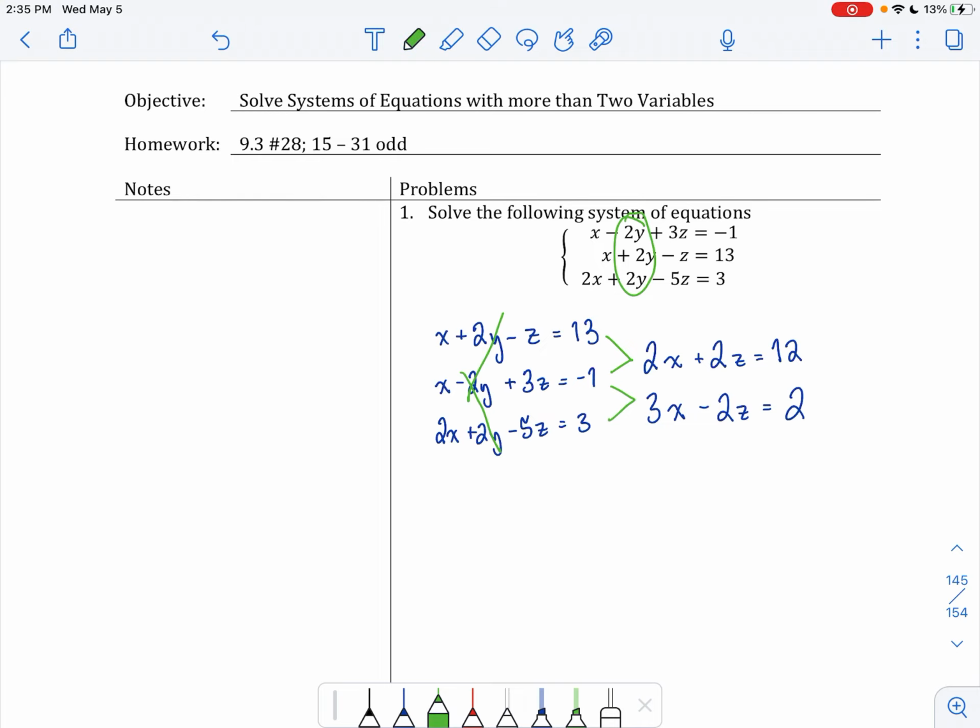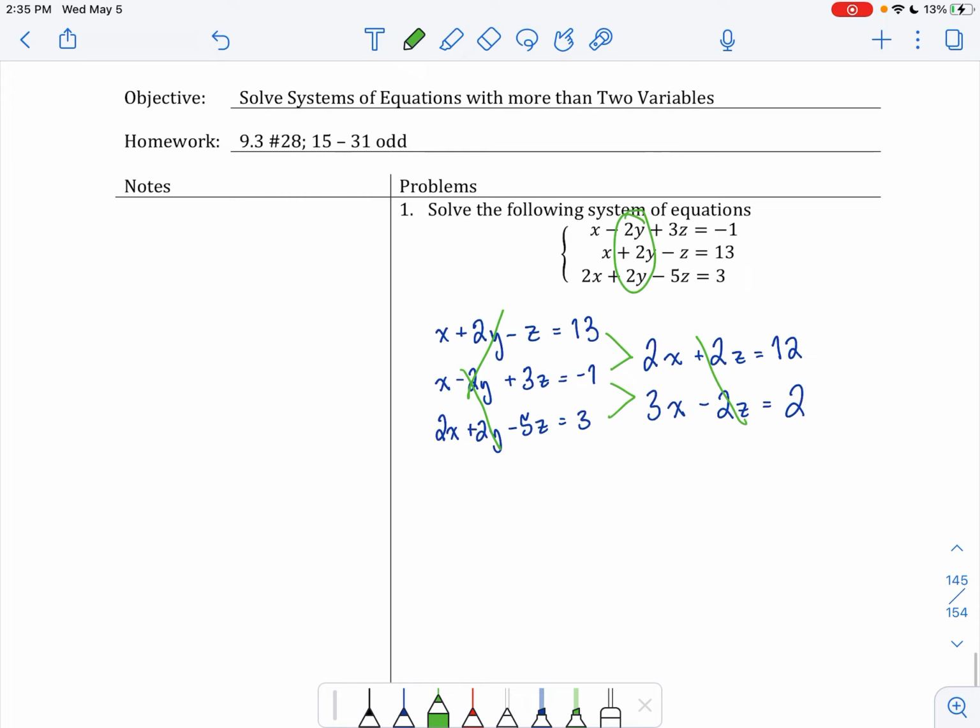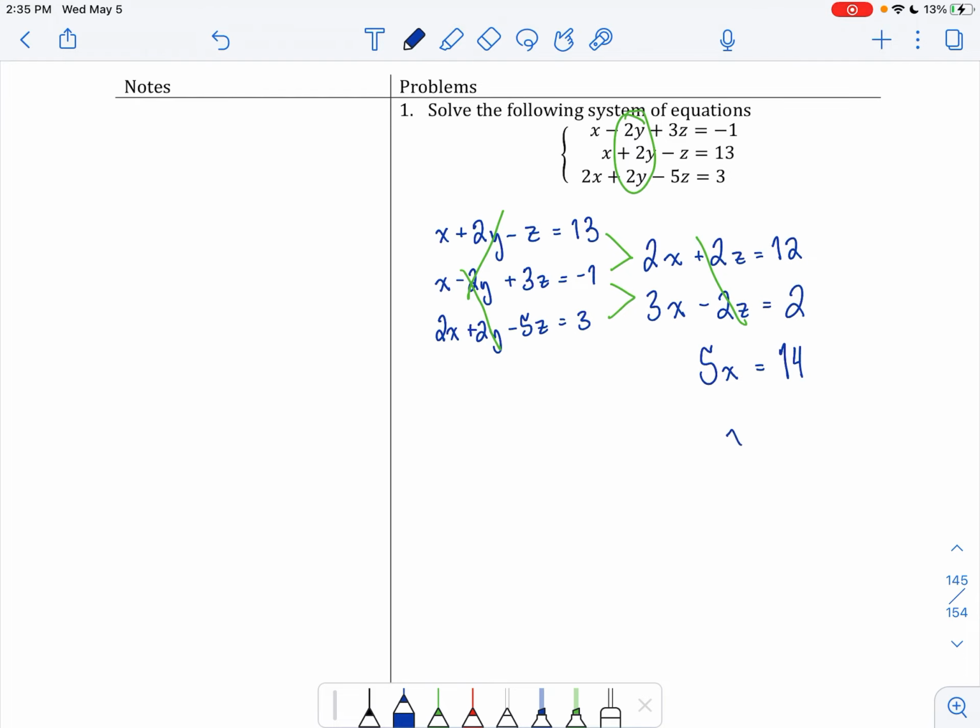So now I'm going to use elimination again. The nice thing here is that the z's will cancel out, and I'm left with 5x is equal to 14, like so. What that tells us here is that x is equal to, we could either say 14 over 5 or 2.8. Either way is fine. If you prefer fractions, if you prefer decimals, that works for me.